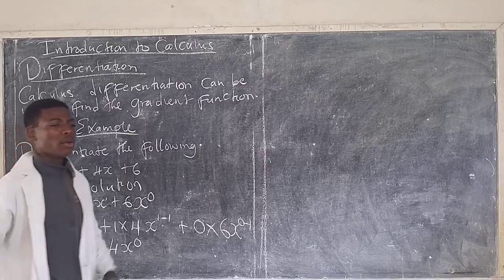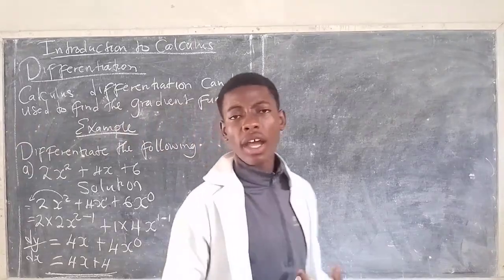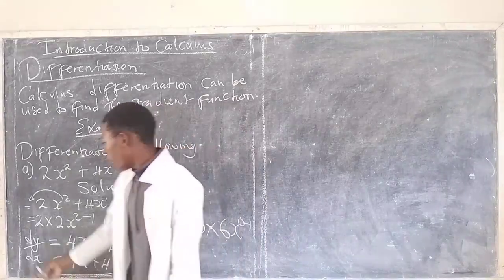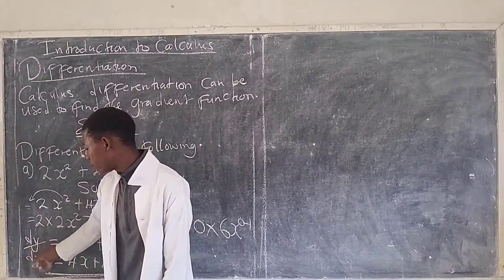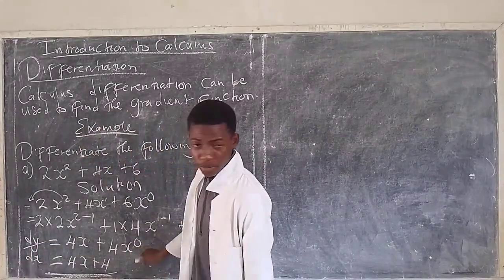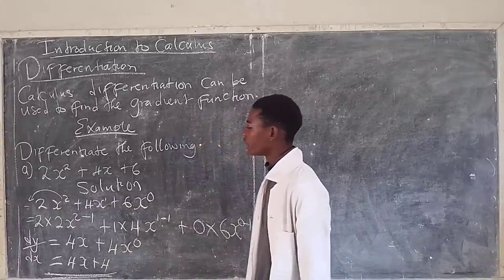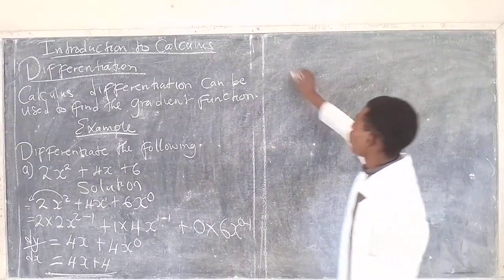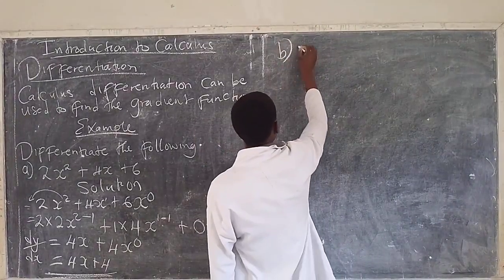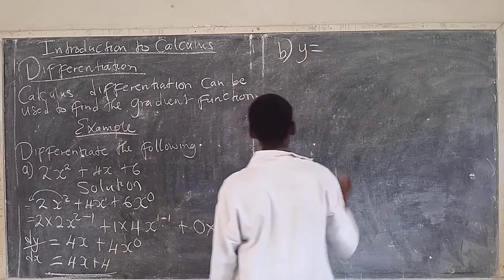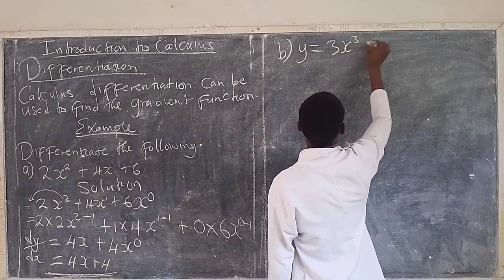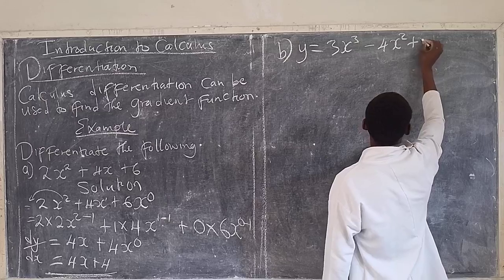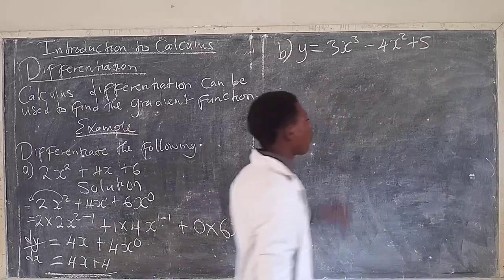Any equation that is differentiated should be expressed as dy over dx, which is differentiating y with respect to x. All the terms that have x, we are differentiating them, or giving them respect. Looking at B, maybe we might have y equal to 3x raised to the power 3 minus 4x squared plus 5. We are going to do the same.